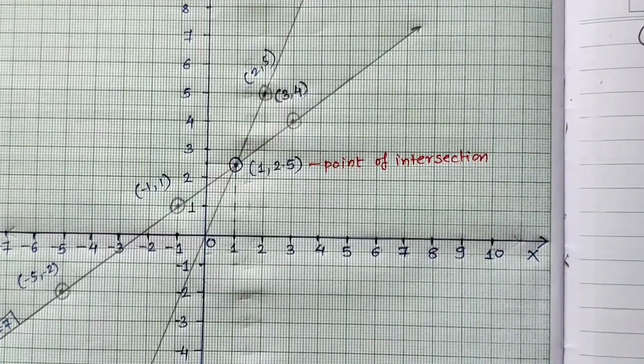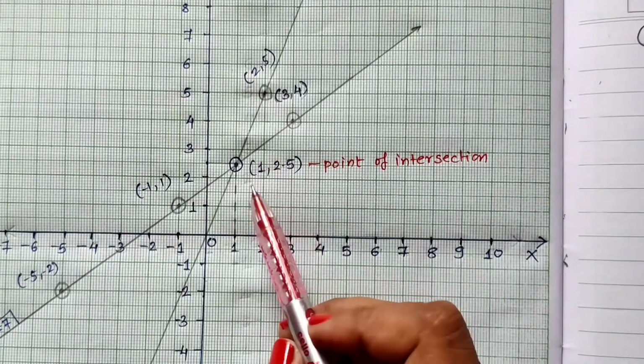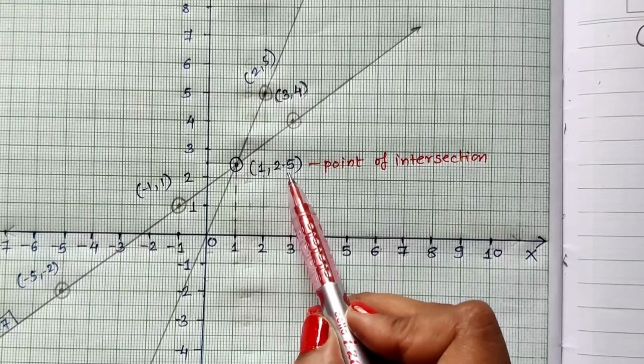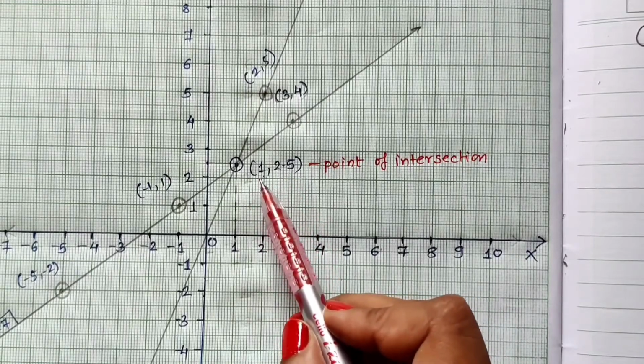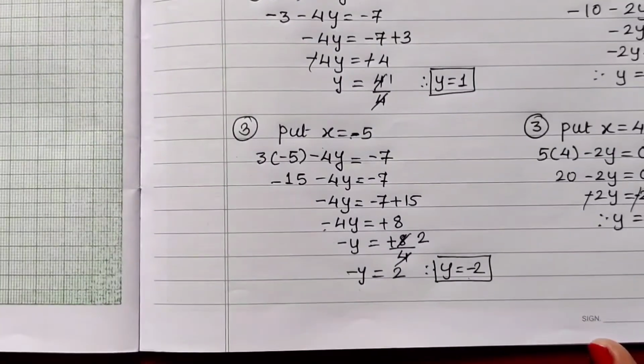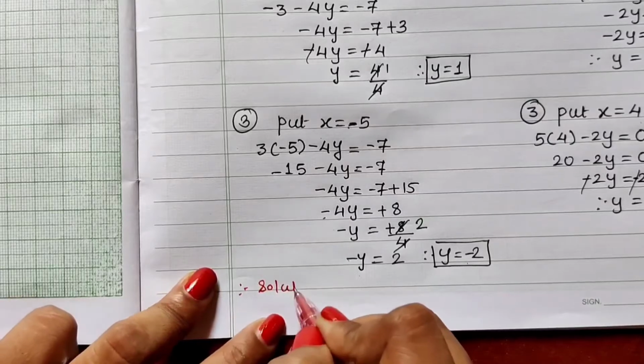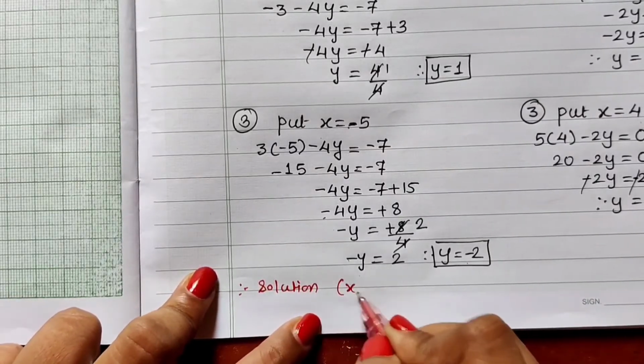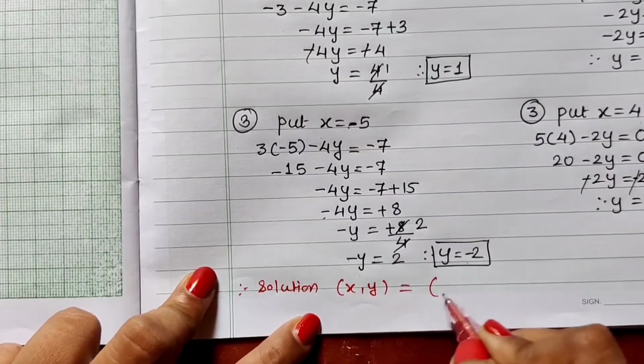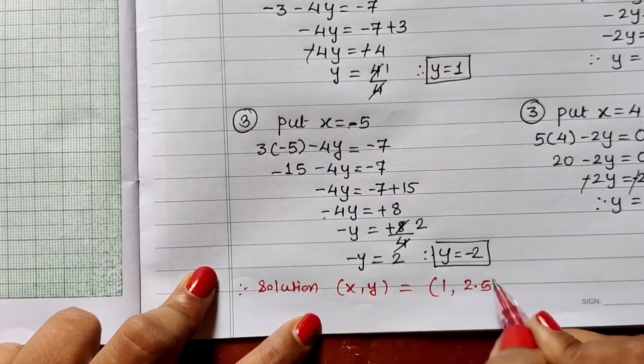And therefore what will be the solution? The solution will be x is equal to 1 and y is equal to 2.5, or (x, y) is (1, 2.5) is the solution. So I will be writing the solution here. Therefore, the solution (x, y) is equal to (1, 2.5).